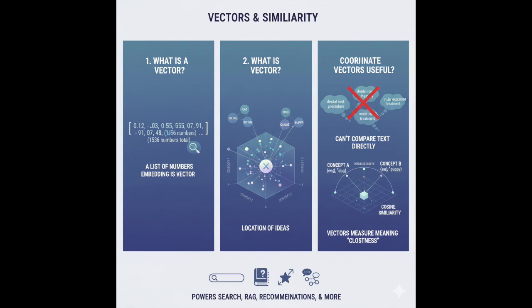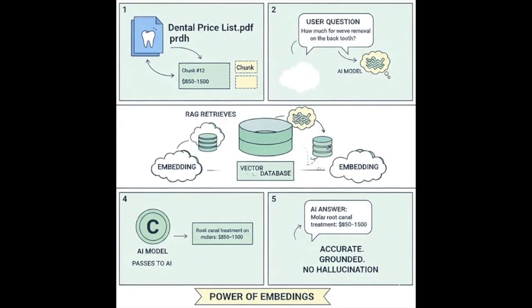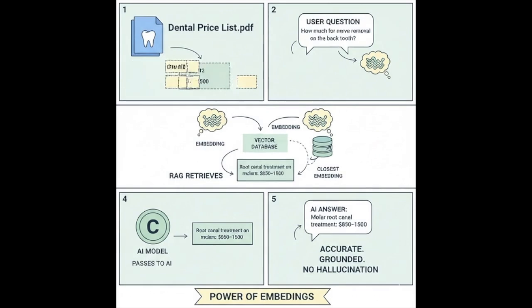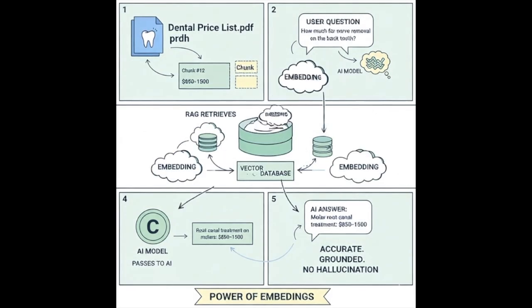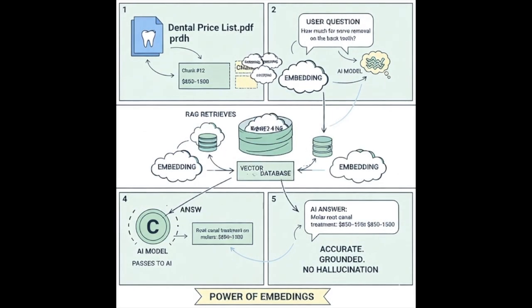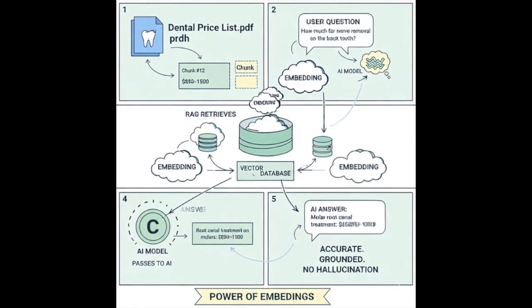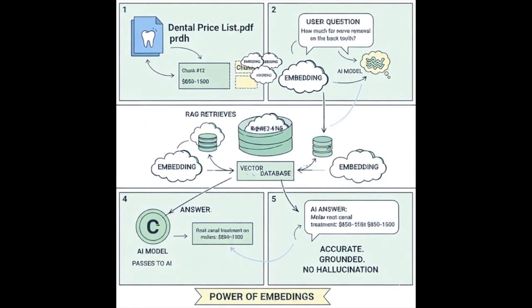Why do we need vectors? Computers cannot compare text directly. They don't know spelling variations. They don't understand synonyms. They don't know that root canal and nerve removal treatment are the same thing. But once both sentences become vectors, the computer can ask a very simple question: how close are these two meanings? That closeness is calculated using cosine similarity, a math trick that measures the angle between two vectors. Same angle equals same meaning. This is the foundation of search, RAG, recommendation systems, summaries, and clustering.